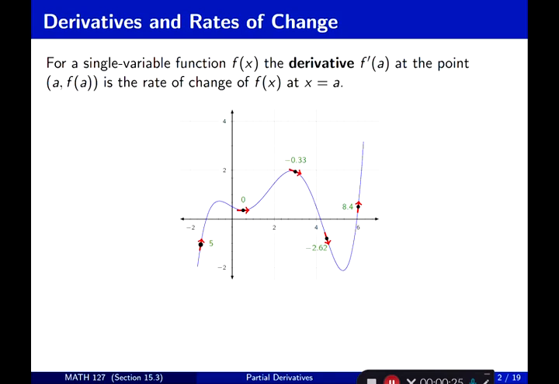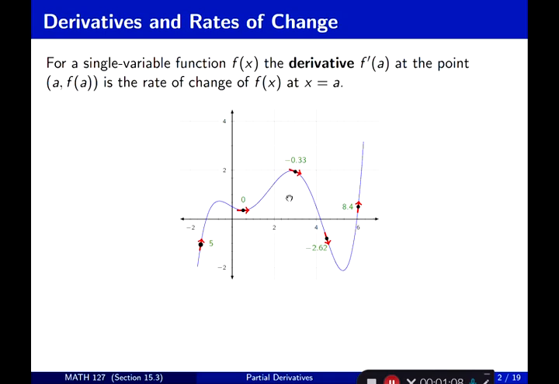For a single variable function f of x, the derivative f prime of a at point a, and f of a, is the instantaneous rate of change of f of x at x equal to a. For example, over here, the instantaneous rate of change of f with respect to x is 5, whatever x value that is, and whatever y value that is, the instantaneous rate of change of f of x at that x value with respect to x is 0, and so on and so forth.